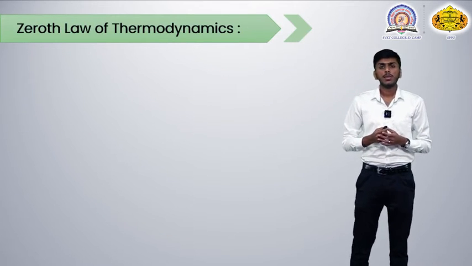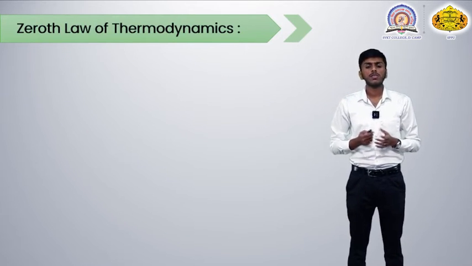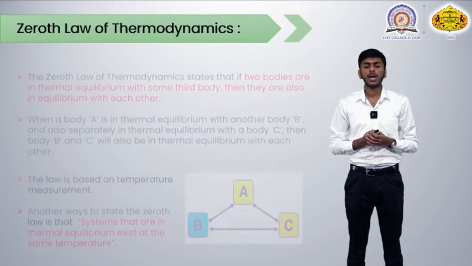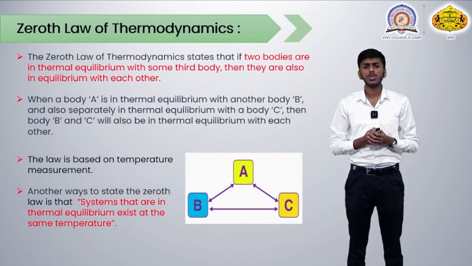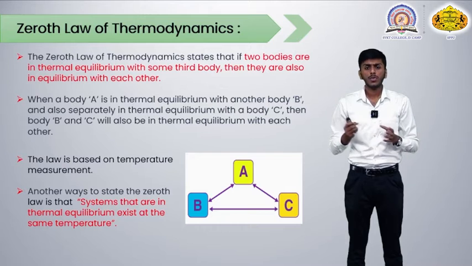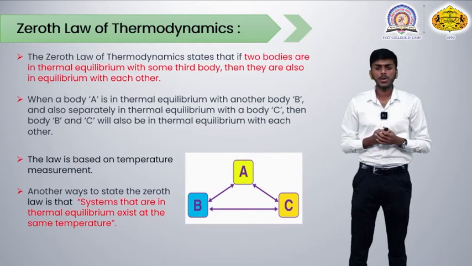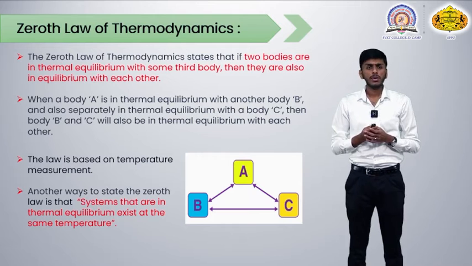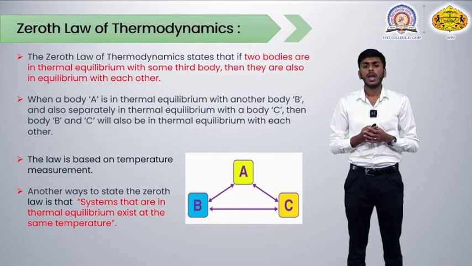Now we are going to see about the laws of thermodynamics. The first law is the zeroth law of thermodynamics. The zeroth law of thermodynamics states that if two bodies are in thermal equilibrium with some third body, then they are also in equilibrium with each other. For example, consider a body A in thermal equilibrium with another body B and also separately in thermal equilibrium with the body C. Then bodies B and C are also in thermal equilibrium with each other.